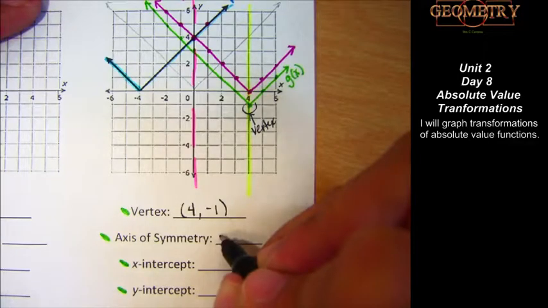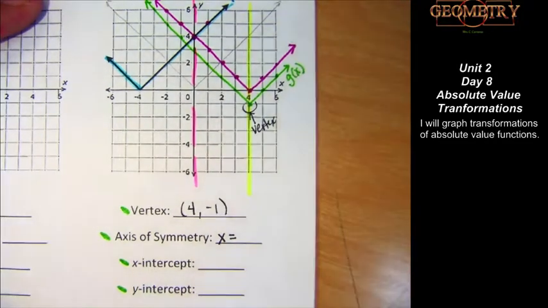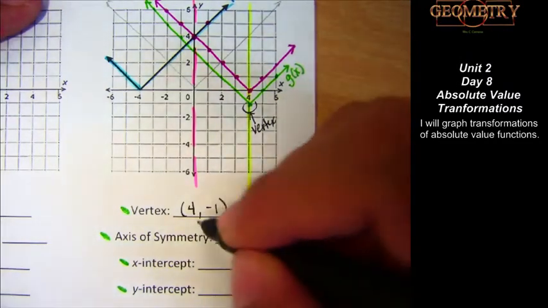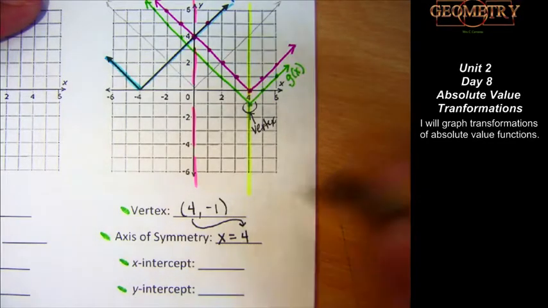x equals 4. Remember that this is a line, and so I want to write it as an equation. It's always a vertical line, and so the equation is always x equals, and the value is always the x-coordinate of your vertex.